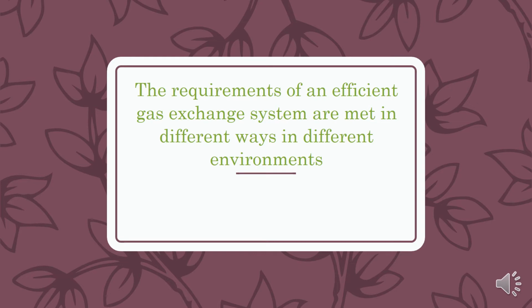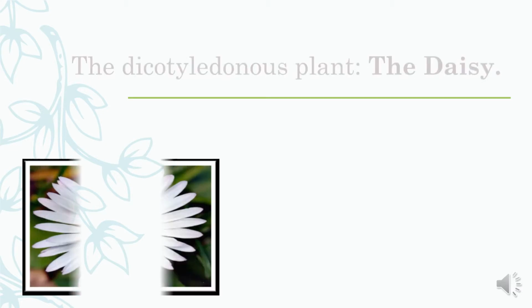at the requirements of an efficient gas exchange system. Now, the requirements of an efficient gas exchange system are met in different ways in different environments. Now, we're going to look at a few different organisms and how they then breathe. Okay, the first one we're going to look at is a dicotyledonous plant, the daisy.